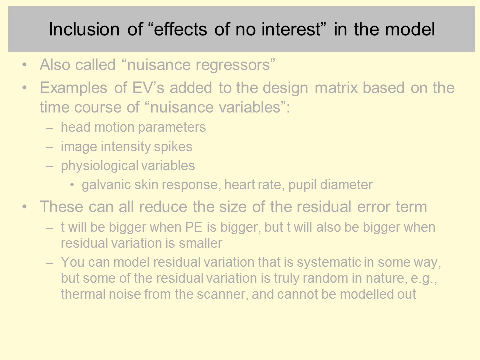Okay, on the last slide we saw that t and z are essentially metrics in which the effect size is expressed in units of residual variation, or units of standard error, if you like. Now let's look in a bit more detail at inclusion of what's called effects of no interest in the design matrix or model. You'll also hear these referred to as nuisance regressors. Examples of such nuisance regressors or nuisance explanatory variables include the head motion parameters.